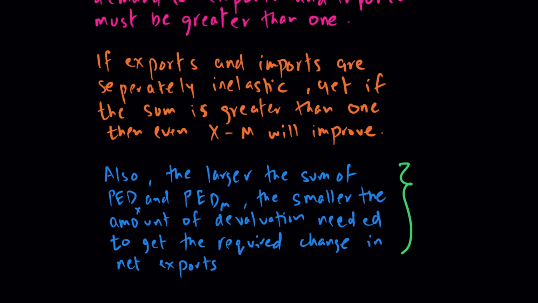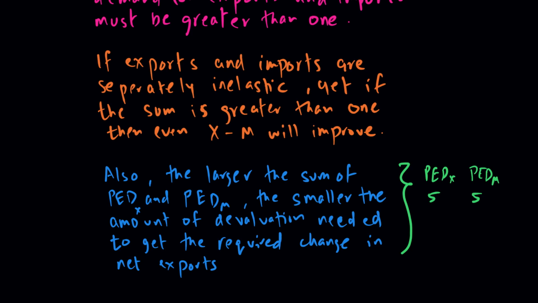What if the goods are very elastic? Let's say, for example, my PED of x is 5 and PED of m is another 5. So the sum is not just more than 1, but much more than 1. Well, this means that you need a very small devaluation in order to have your required change in net exports. But first things first, as long as the sum is more than 1, devaluation will work.